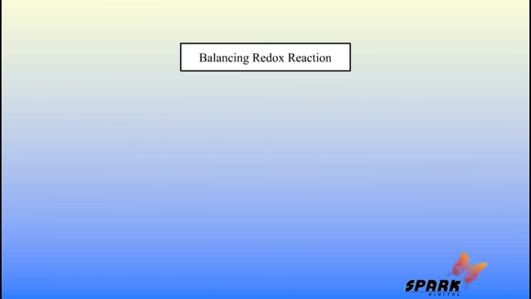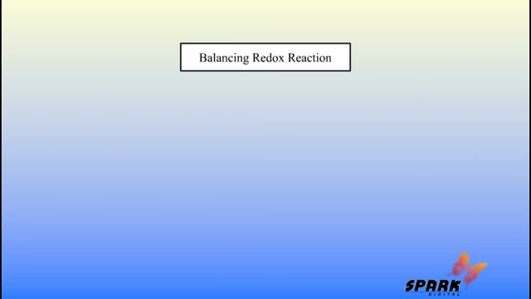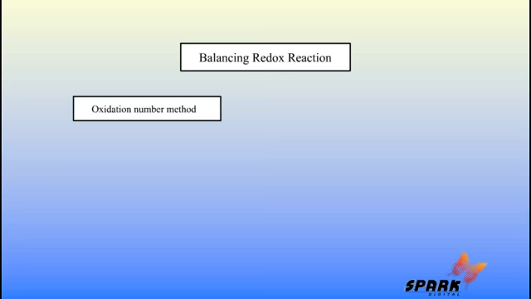Balancing redox reaction. The number of atoms of each kind on one side of the equation must be equal to the number of atoms of the corresponding elements on the other side. Means, the law of conservation of mass should not be violated. There are two ways of balancing a redox reaction. They are oxidation number method and ion electron method.